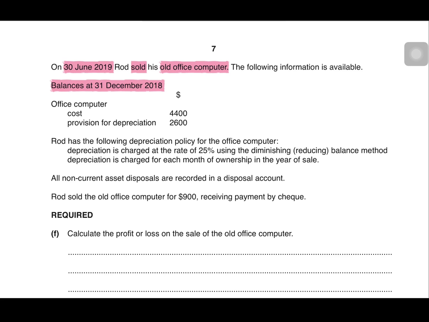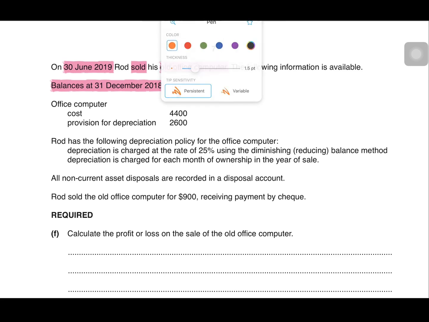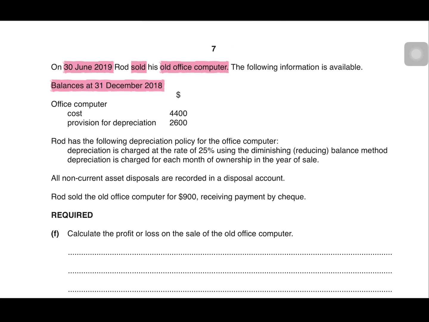Balances at 31st of December 2018, right? So what do they represent? They are the balances just 6 months before the disposal of this non-current asset. 31st December is the year end of 2018, and this asset is sold on 30th June 2019, so after 6 months. What do we have? We have the cost and we have the provision for depreciation to date, right? Till 2018, the old office computer has been depreciated by $2,600. So we can say that this is the balance carried down figure, the depreciation so far on this non-current asset.